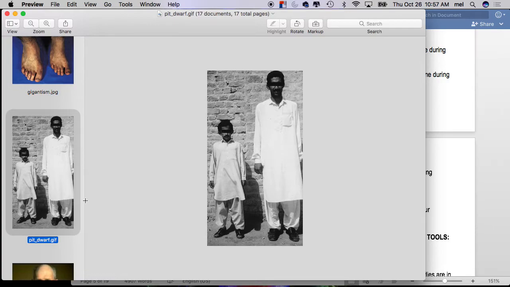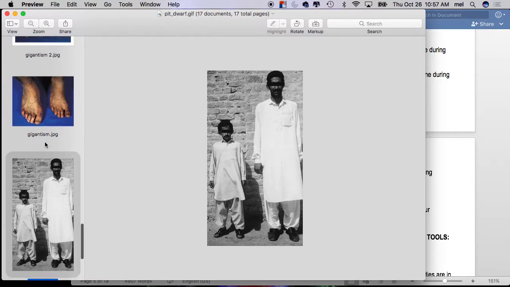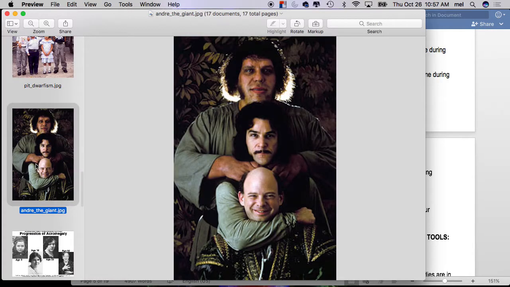So let's talk about the other one. Let's talk about pituitary gigantism, or gigantism, depending on your preference. And you know a pituitary giant because Andre the Giant was a pituitary giant. Okay? You know Andre the Giant?